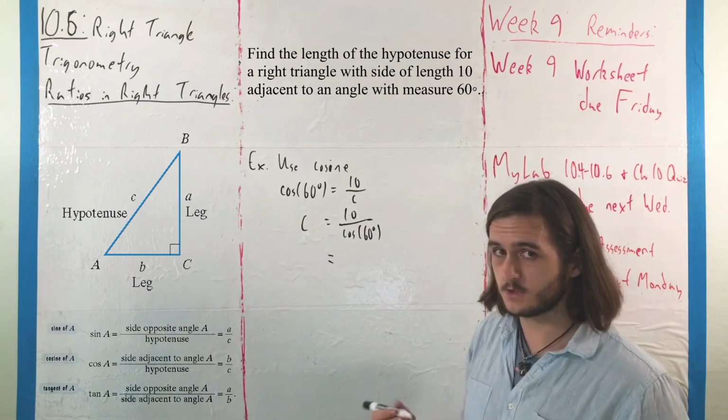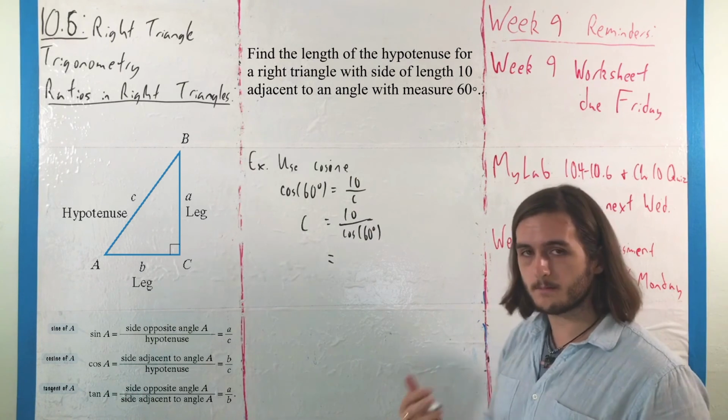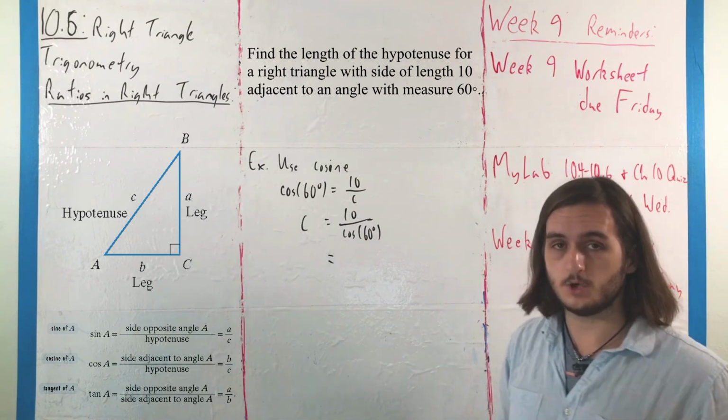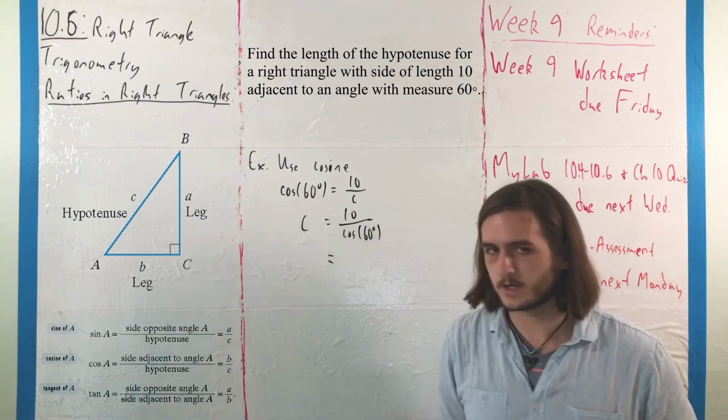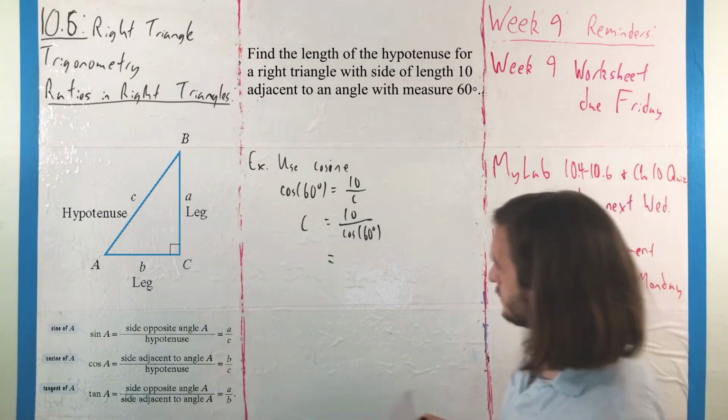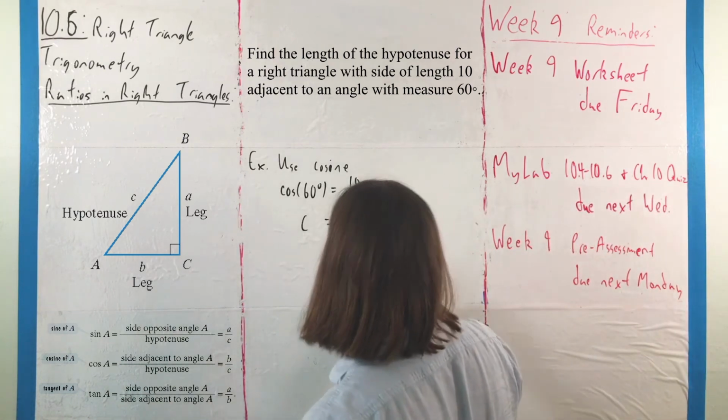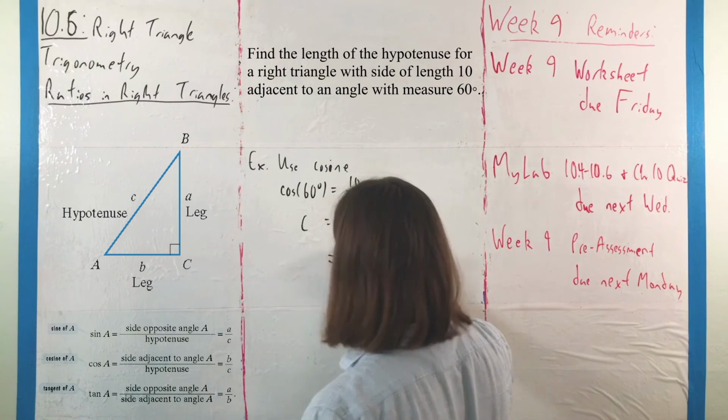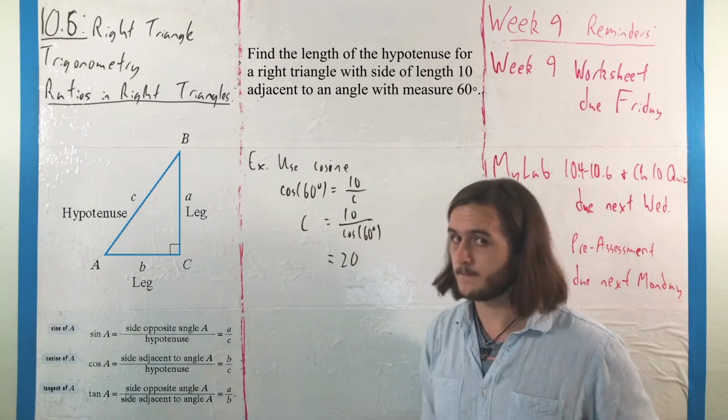And cosine of 60 degrees is, hopefully some of you may remember, if you can recall the unit circle, or if you can use your calculator, whatever you need. Either way, you should get that cosine of 60 is equal to 1/2. So C would be equal to 20.